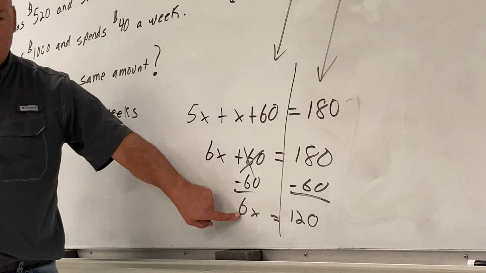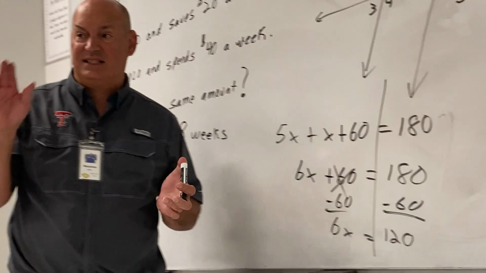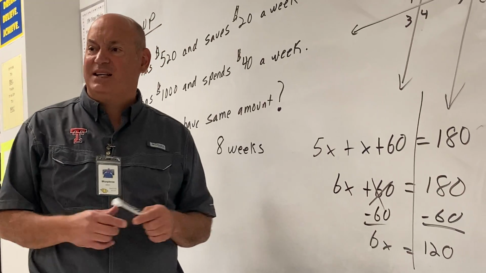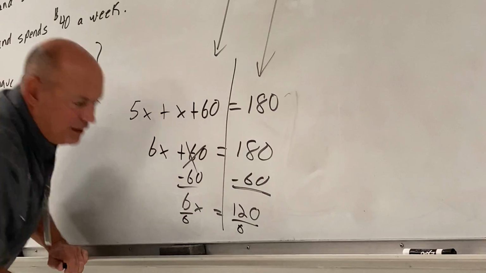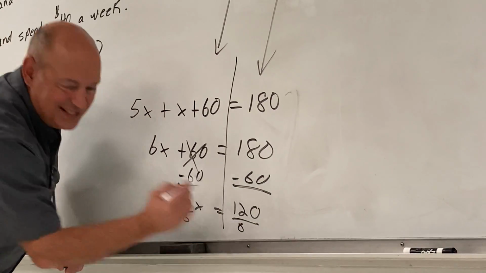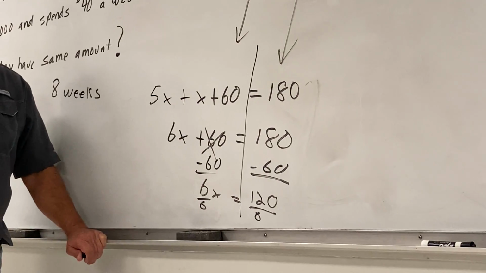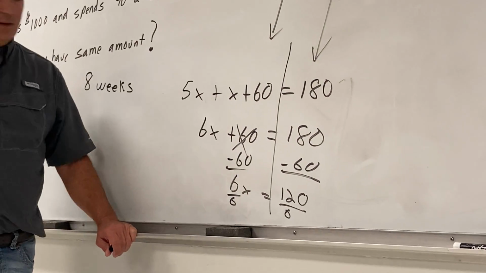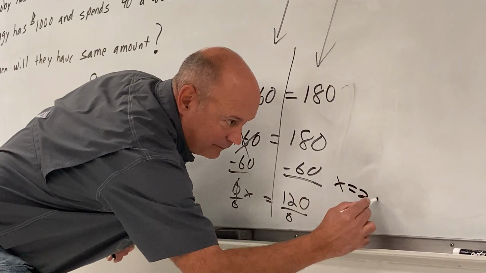How do I get rid of the 6? Because we want to know what x is. Gabby, divide by 6. And I'm running out of room. So what is 120 divided by 6? Calculator time. 60. Try again. You might want to use a calculator. Emma, 20. So x turns out to be 20.